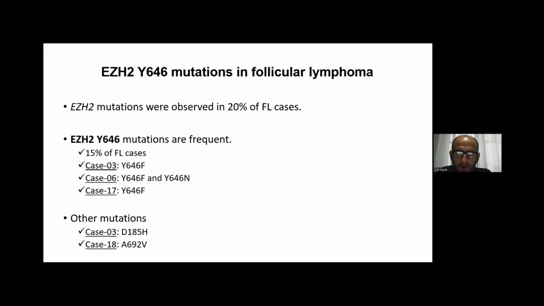So when we look at our cases again, we observed that 15% of the FL cases had not only an EZH2 mutation, but an EZH2 mutation affecting the tyrosine 646 residue. There are also other mutations identified. So this is a general result, but at least 2 of these mutations were also identified in the cfDNA of the patient, not only in the tumor tissue DNA.